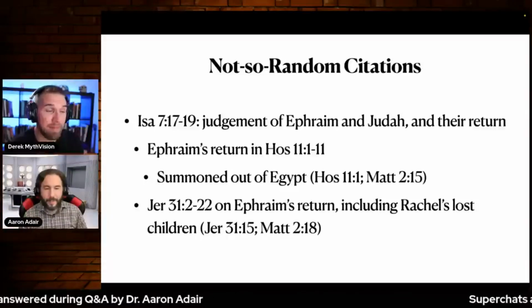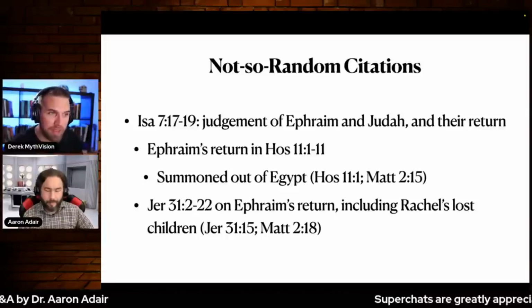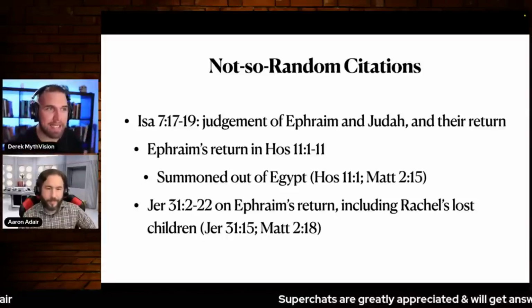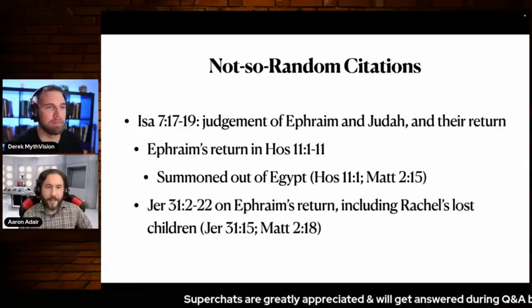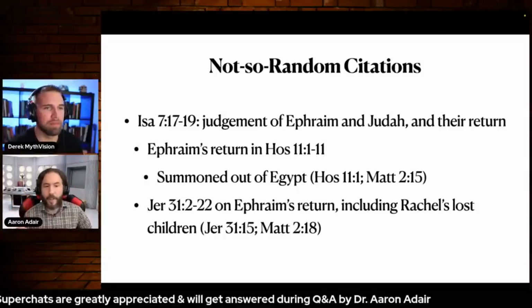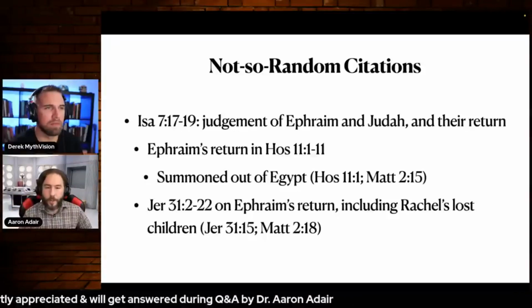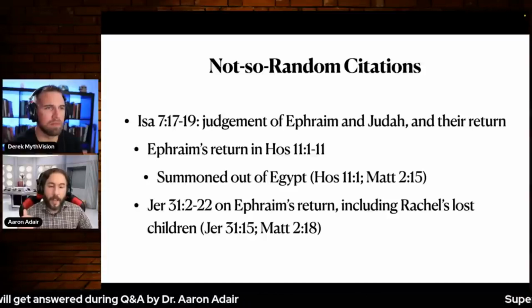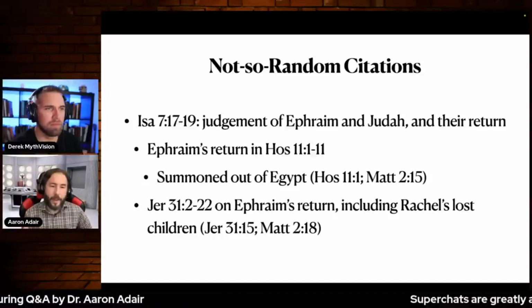Which is fair to say that Matthew knows Hosea. Simple as that, he's reading this text. Exactly. And in that case, also, if we're looking for other places, where else is Ephraim talked about returning from exile? And we find that also happening in Jeremiah 31.